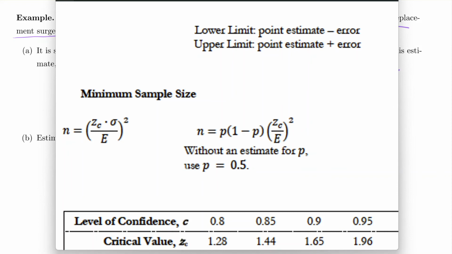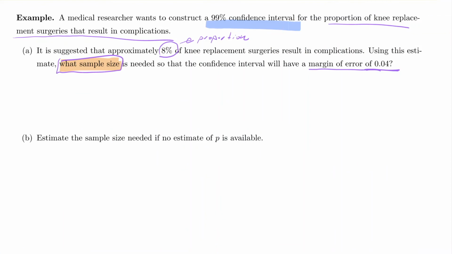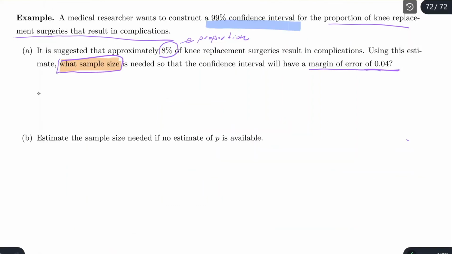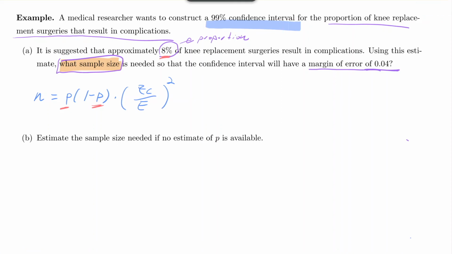So E is the margin of error. I use M. Either one is fine. So let me just copy down this formula right here. Minimal sample size needed is P times 1 minus P multiplied by the critical value over margin of error squared. So P here, strictly we can think of as a sample proportion. But what's important is this P is given in the problem.